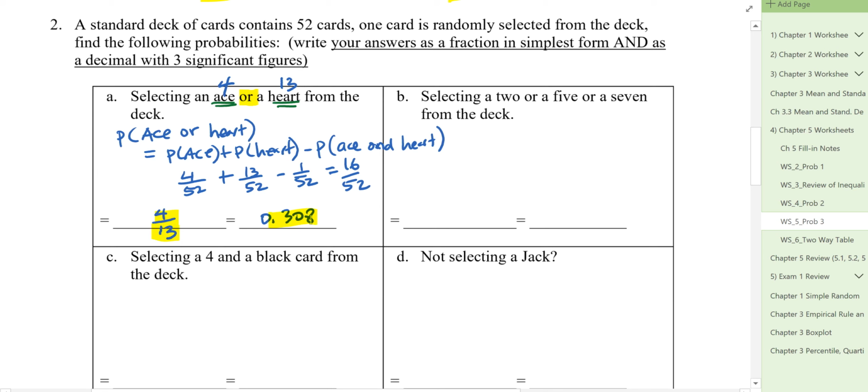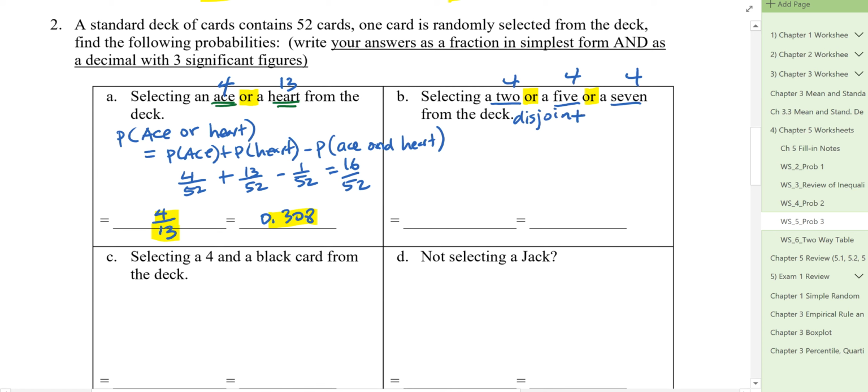Part B, selecting a 2 or a 5 or a 7 from a deck. Again, notice the keyword "or" here. Or tells me to add them, then subtract the overlap. In selecting a 2, there are 4 cards that are a 2, 4 cards that are a 5, and 4 cards that are a 7. Well, do I have a card that is a 2 and a 5 and a 7 at the same time? The answer is no. So the events are disjoint.